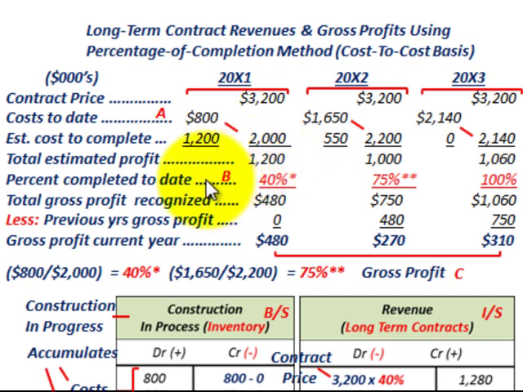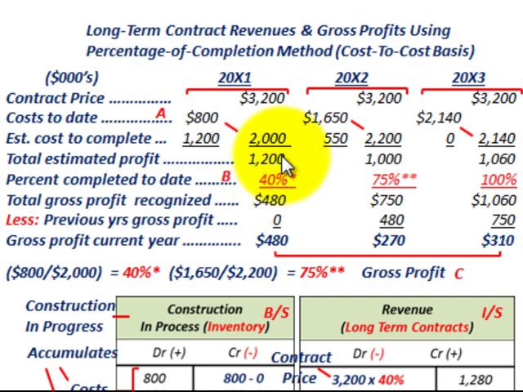Now this is where we come in with this cost-to-cost basis. We have to calculate the percent completed to date, and we're going to calculate that to be 40%. That's simply taking the $800 cost to date and dividing it by the total estimated cost of $2,000. So 800 divided by 2,000 equals 40%. The percent completed to date, using this percentage of completion method, is 40%.